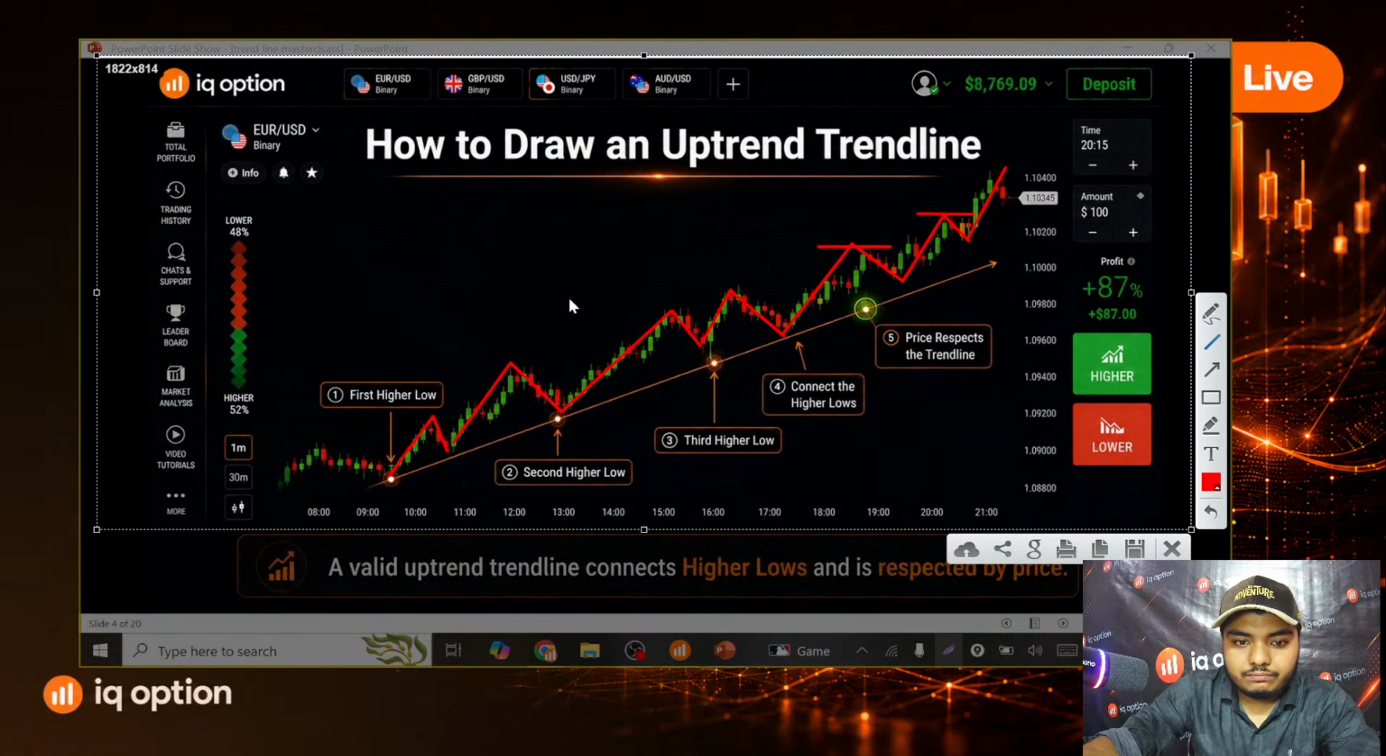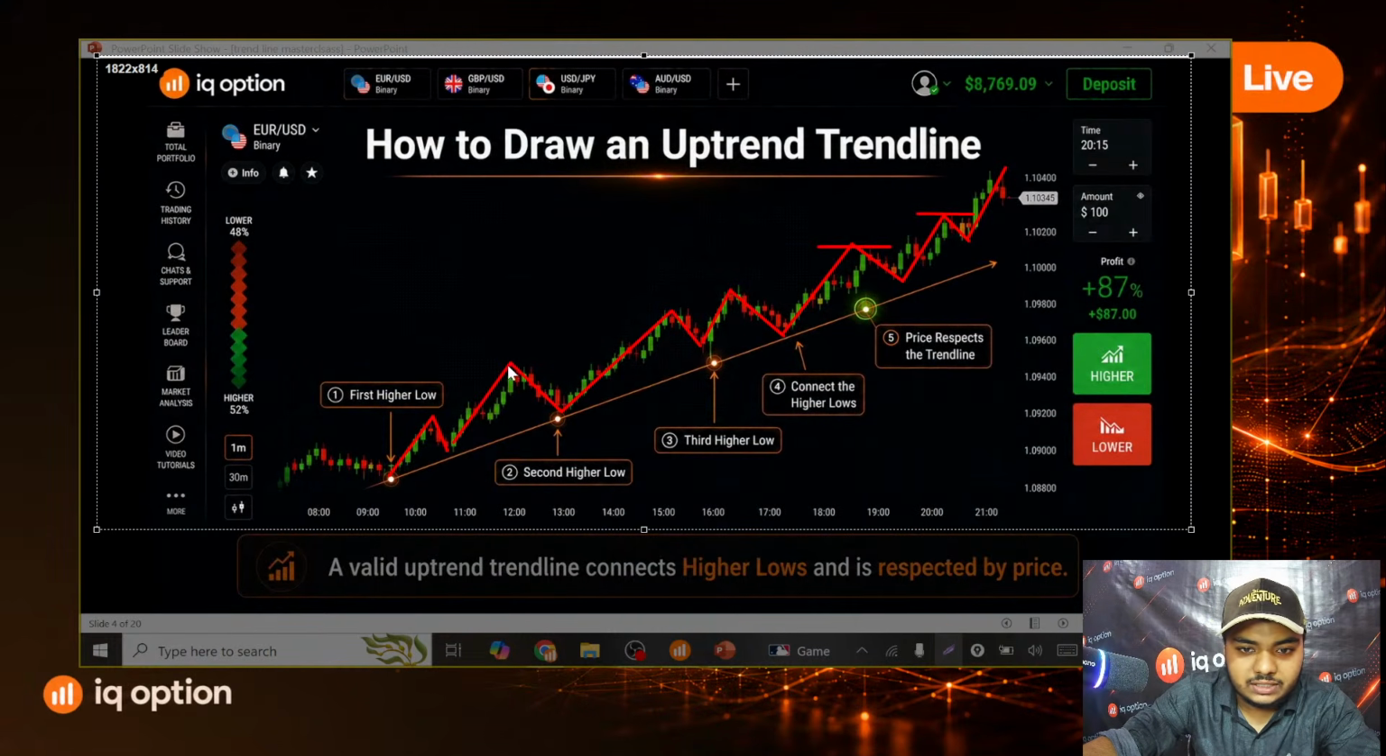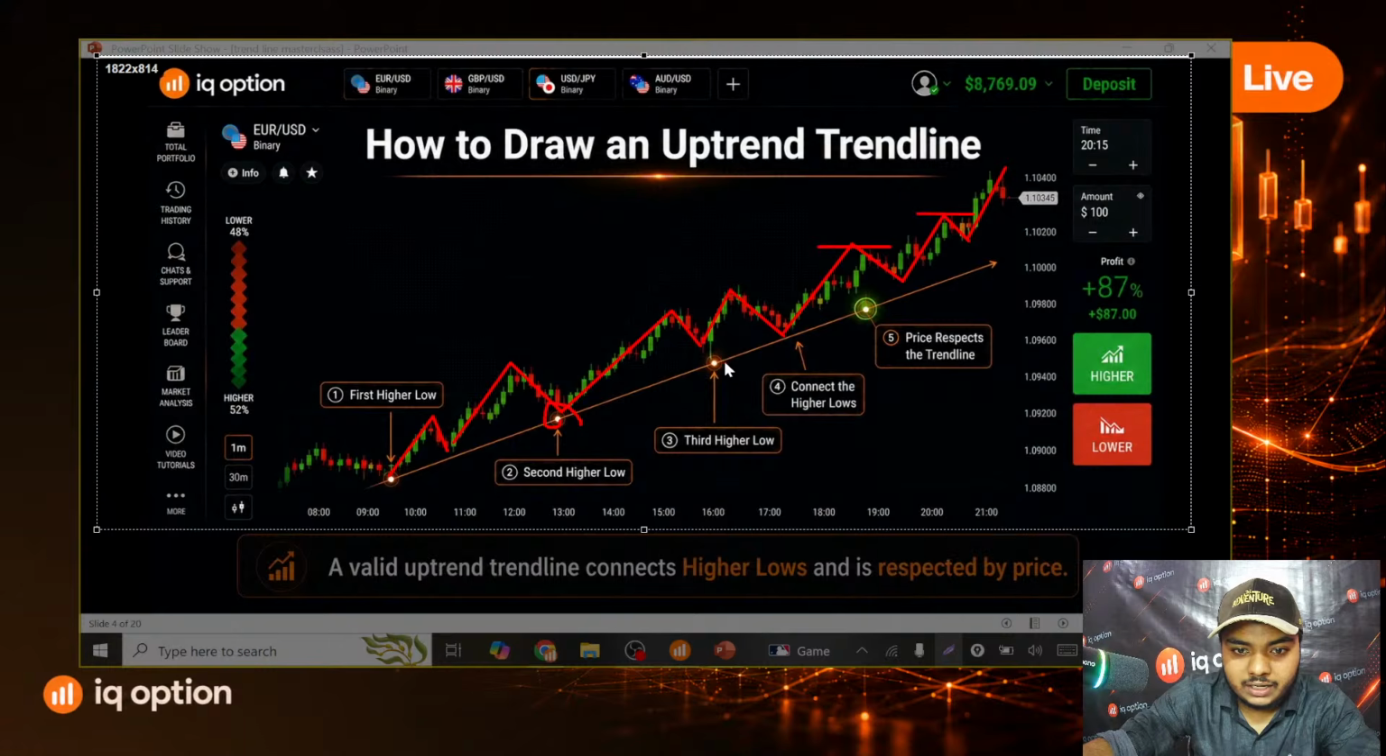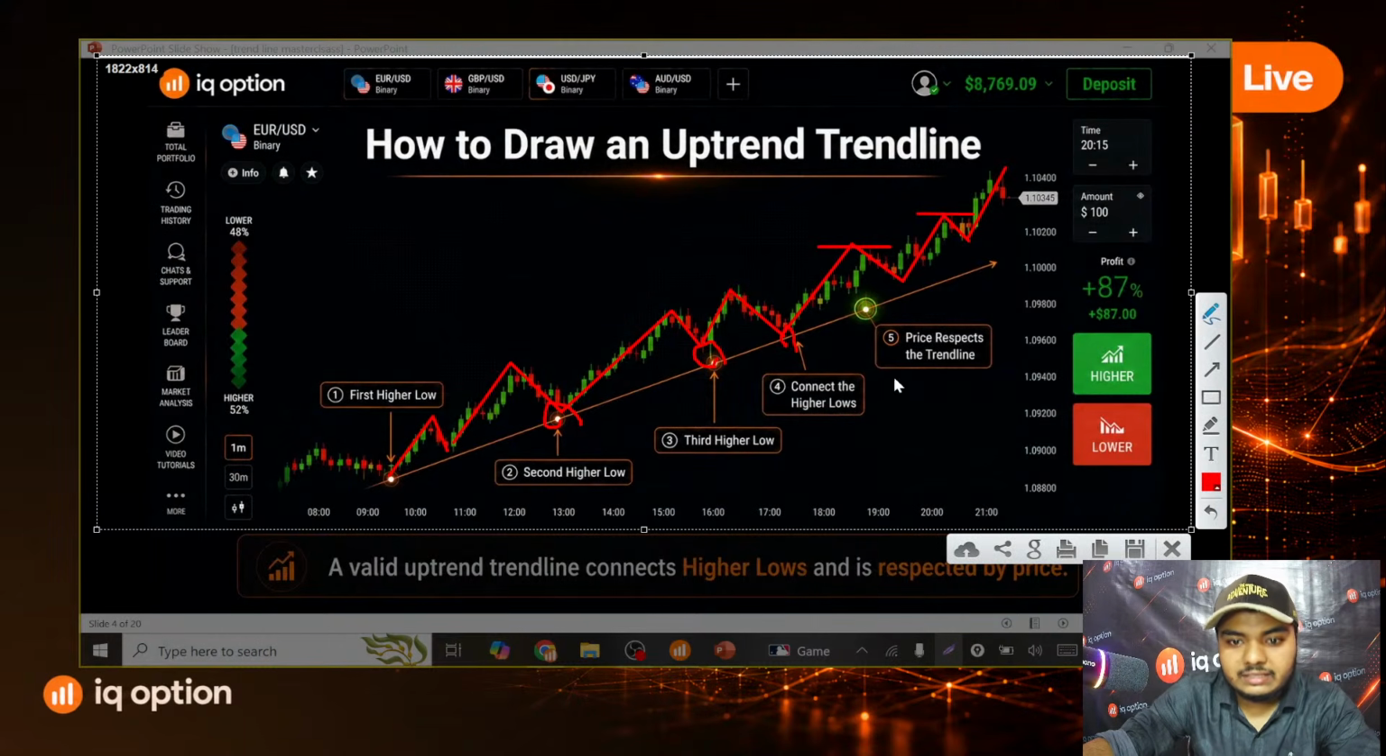And then to draw an uptrend trend line, we do not connect highs, right? We do not connect these highs. That's not how we draw the trend line. Instead, we connect the higher lows, these higher lows, these higher lows. The higher lows here, the higher lows here, these higher lows we're going to connect to draw our trend line. For an uptrend trend line, we draw through the higher lows.